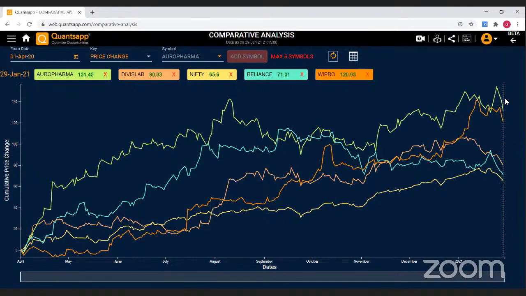And even today you see the outperformance of the auto and pharma sector, and the IT sector, that is Wipro, has gone up far because of the importance of the pharma stocks that we have seen last year. IT companies have gone up in a big way. So this is what helps me compare different stocks and analyze how the stock has moved.